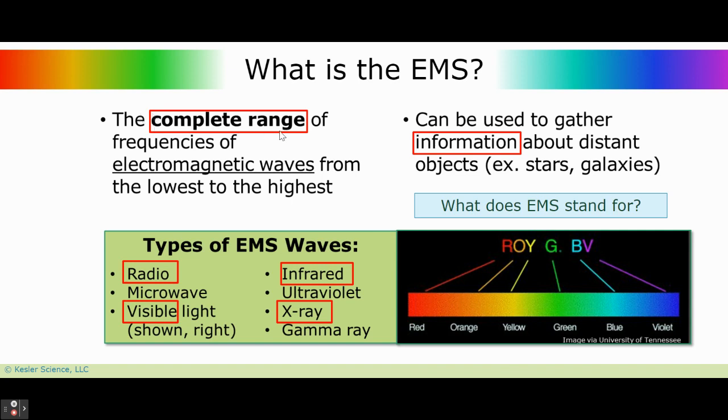All right, so you're writing what's in red. Sorry, I forgot to say that earlier. You're writing what's in the red box. So the different types of EMS waves are radio waves, microwaves, visible light, which is shown here. So the colors we see all the way from red to violet, infrared, ultraviolet, X-ray, and gamma ray. Make sure you've written down what's in red.